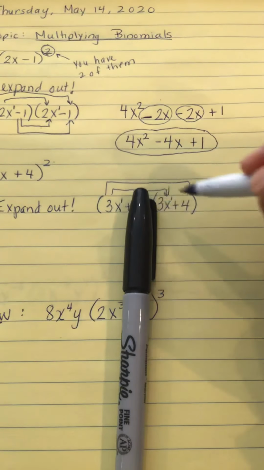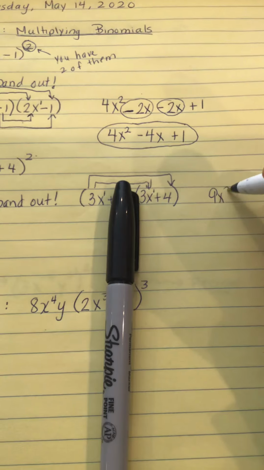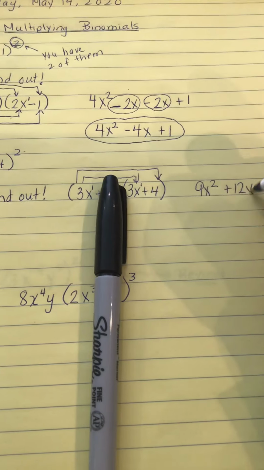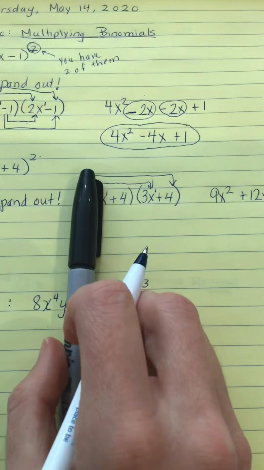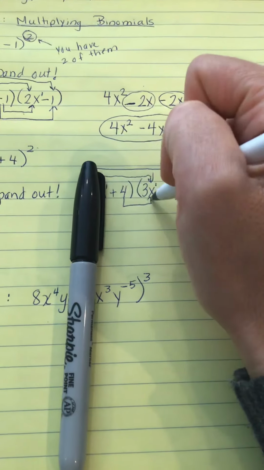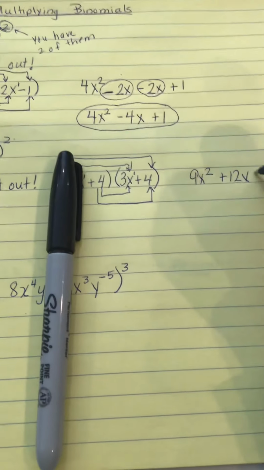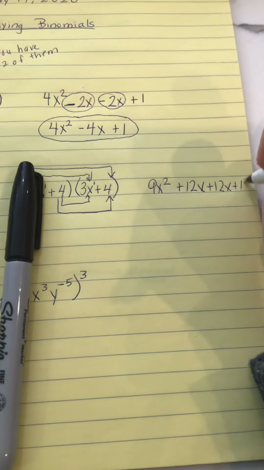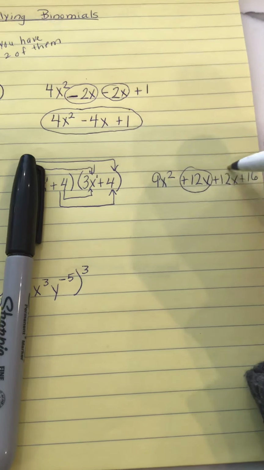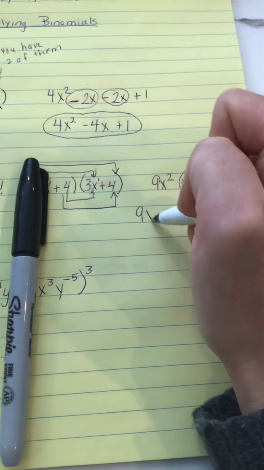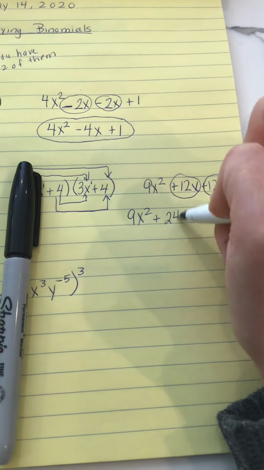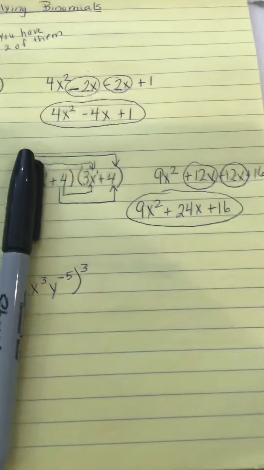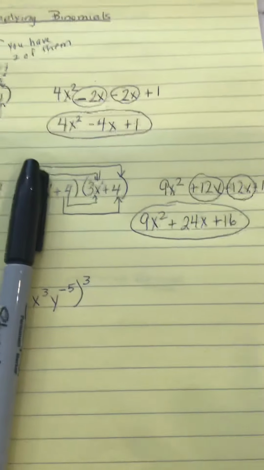So 3x to the first times 3x to the first is 9x squared. 3x times 4 is positive 12x. Now you move it and you do the 4. So you're going to go here and you're going to go here. So that gives me another 12x, and then 4 times 4 is 16. And you're going to combine like terms. So you get 9x squared plus 24x plus 16. Final answer. Degree 2, and it's a trinomial.